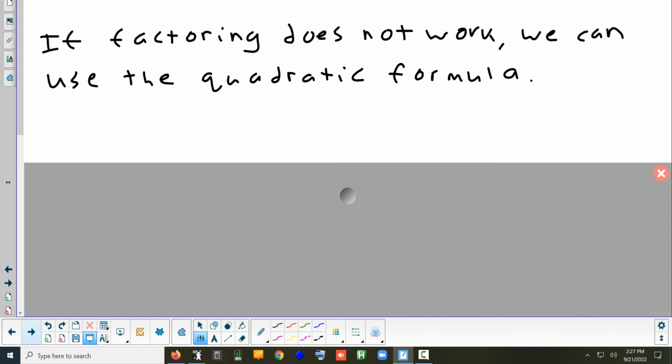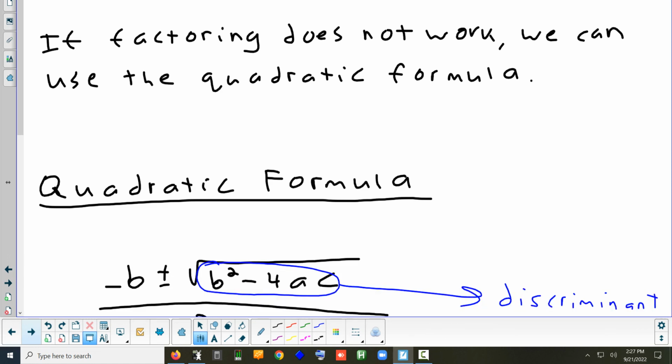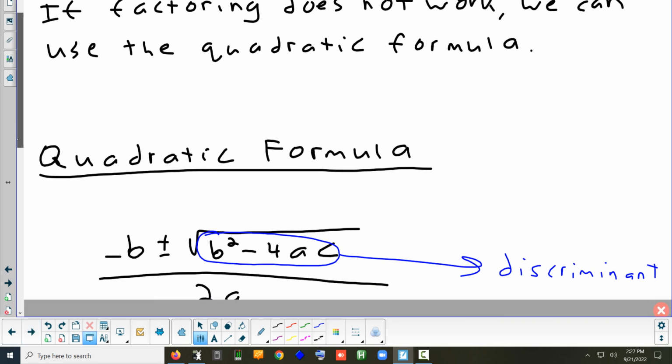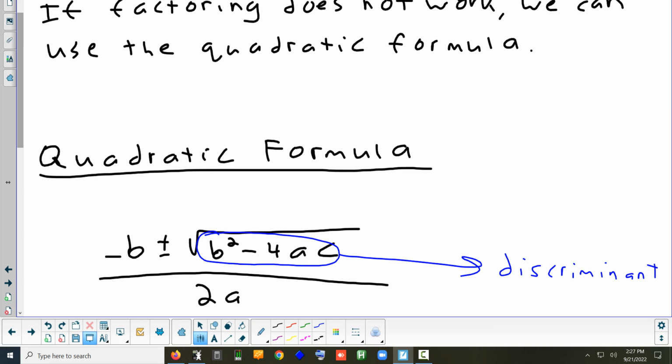If it's not factorable, then we can use a formula that we've already been using, and that's the quadratic formula. Now, even if factoring does work, you could still use the quadratic formula. You can use this all the time. This just isn't the fastest way to do it, but it will work. We did a lot with this part, b squared minus 4ac, the past couple days. Now we're incorporating it into the entire formula.